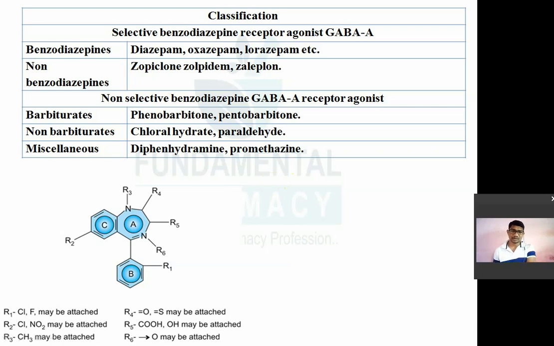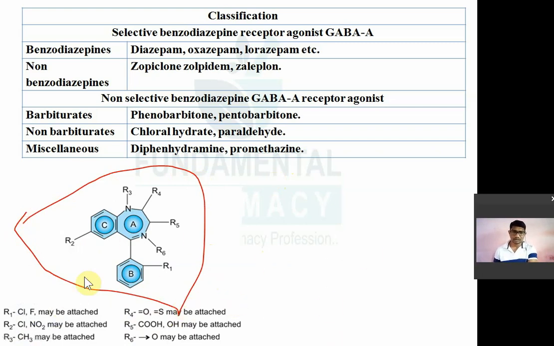Now you can see here the basic nucleus or basic structure of benzodiazepine. Again, when we see the same chapter from the medicinal chemistry point of view, at that time also I will tell you each and everything, the structure activity relationship and structural aspects of benzodiazepine. So just see here. This ring is known as the benzene ring, and this is known as the azepine ring, a 7 membered ring with 2 nitrogen atoms.